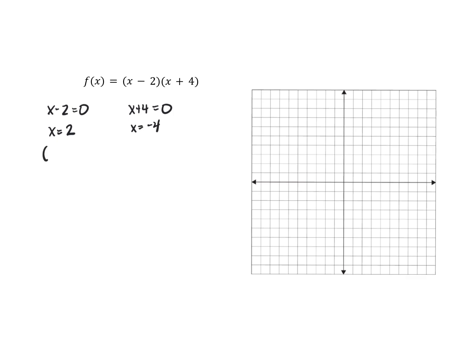So we know that we'll have one x-intercept at the coordinate pair 2, 0, and another at the coordinate pair -4, 0. So let's go ahead and plot those onto our graph.